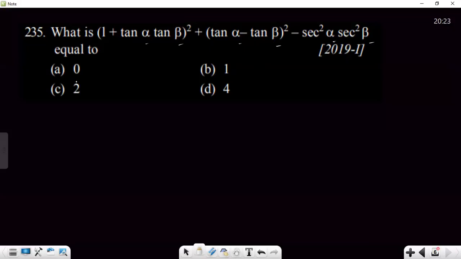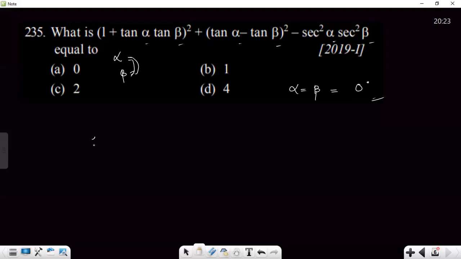So for our convenience, we can let any angle for alpha and any angle for beta. Why not consider the same angle? We'll assume the same value for alpha and beta, and we'll assume such a value that we'll be able to solve for. If we assume 0 degrees, then what will be the sec of 0, and the tan of 0? Sec of 0 is 1 by cos 0, so that means 1 by 1. We can assume alpha and beta equal to 0 degrees.